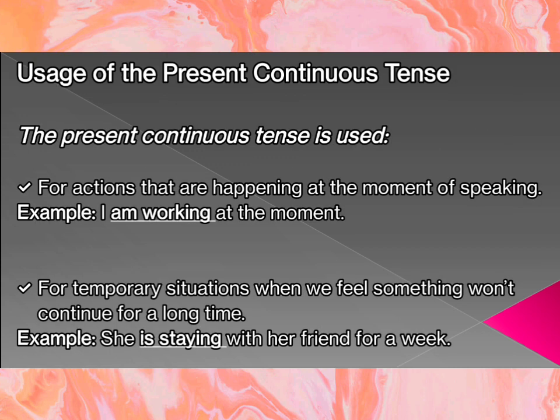Now let's understand the usage of present continuous tense. The present continuous tense is used for actions that are happening at the moment of speaking. Example: I am working at the moment. For temporary situations, when we feel something won't continue for a long time. Example: she is staying with a friend for a week.